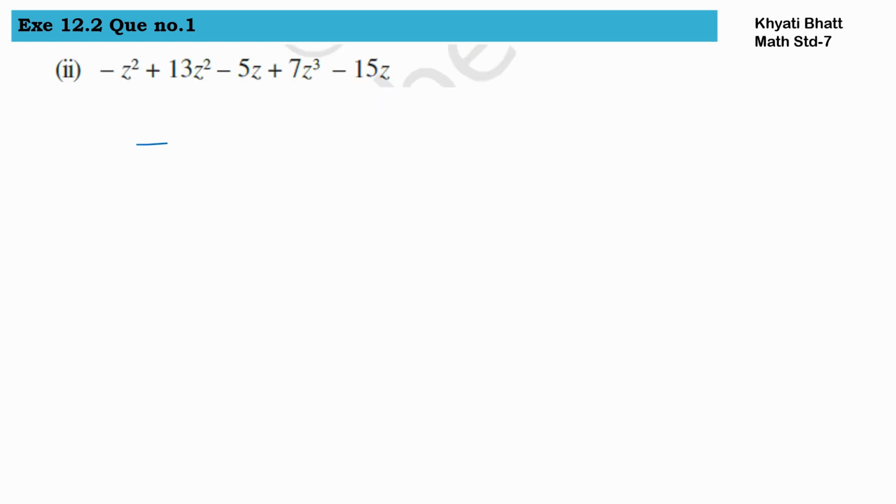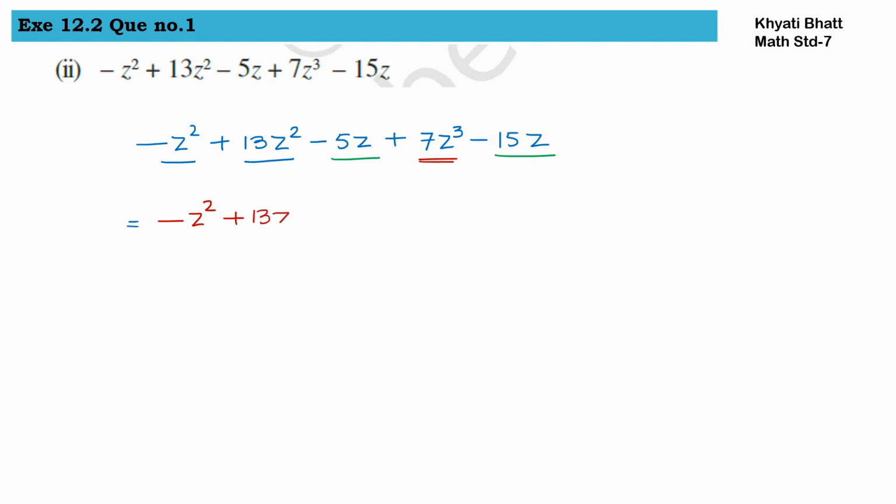Our numerical is minus z square plus 13z square minus 5z minus 15z plus 7z cube. Now let us identify the like terms. The two z square terms are like terms. Then minus 5z and minus 15z are like terms, whereas this 7z cube is alone. So let us combine like terms: minus z square plus 13z square, then the z terms, minus 5z minus 15z, and lastly plus 7z cube.